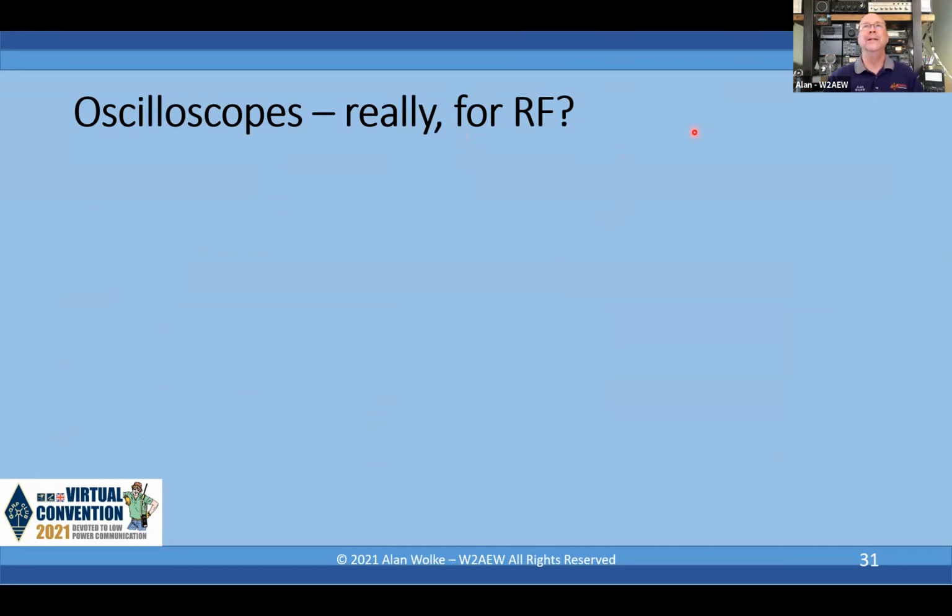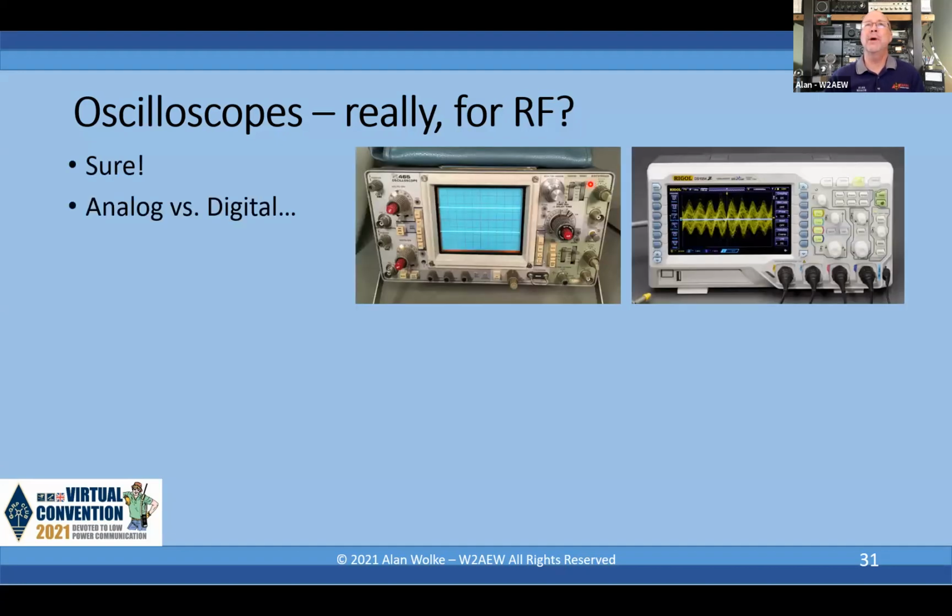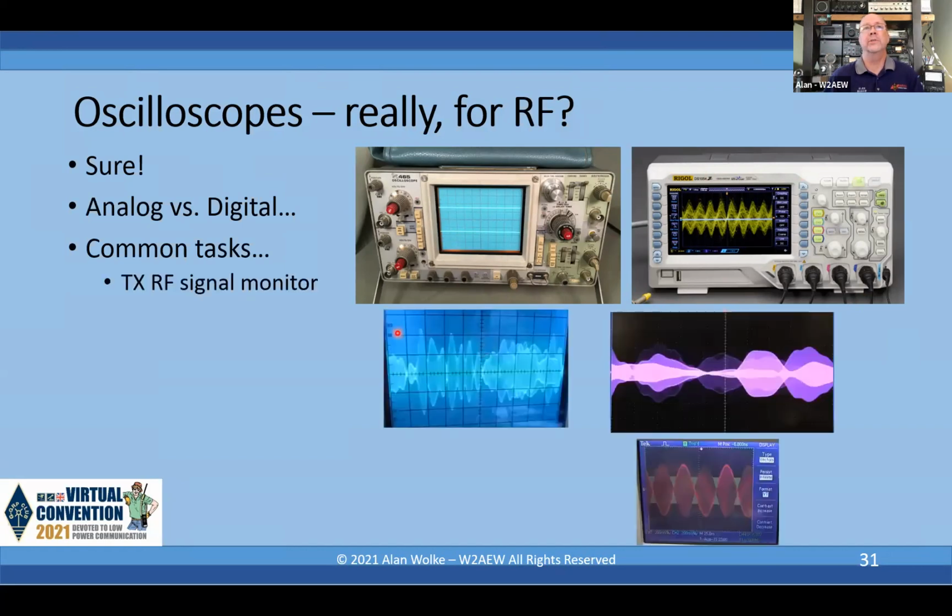Okay, so let's close this. So let's talk about oscilloscopes for RF, really? Well, yeah, why not? Sure. Okay, so there are analog types like the venerable Tek 465B, and the very popular Rigol digital scope, the DS1054, certainly can be used for RF if we do things right. What are some of the common tasks? Well, you can use it as an RF signal monitor. Here's what it looks like on an analog scope. Okay, here's what it might look like on a digital scope.